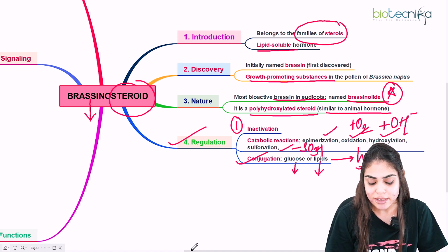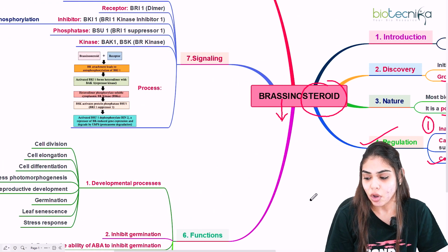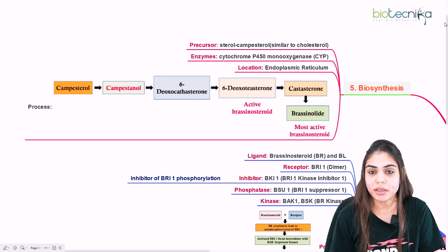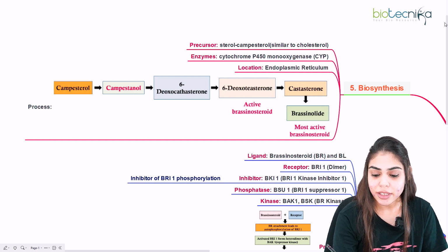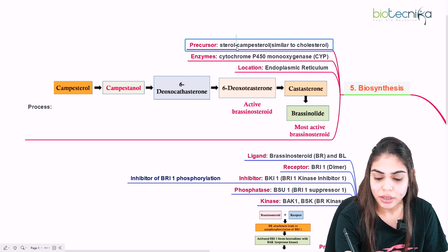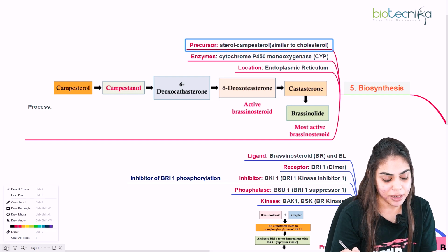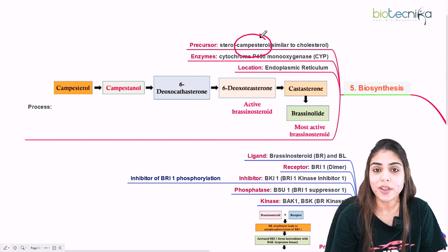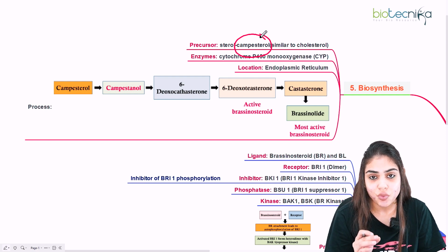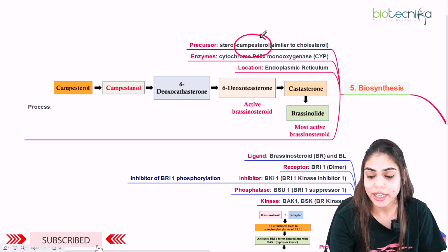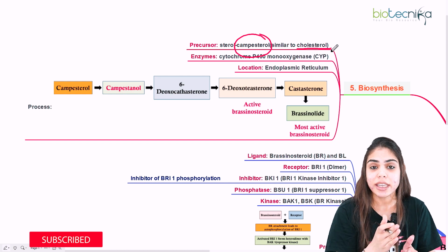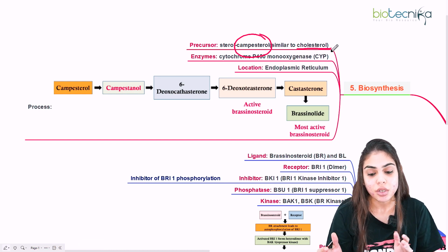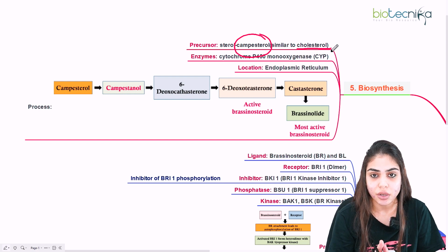Now let's understand the biosynthetic mechanism of brassinosteroid. What's the precursor for the synthesis of brassinosteroid? The name of the precursor is a sterol compound, that is campesterol. So you have to remember the name of the precursor molecule, that is campesterol, which is very similar to the animal hormone, that is cholesterol. That means campesterol in plants is equal to cholesterol in animals. So both are derivatives of sterol compounds.